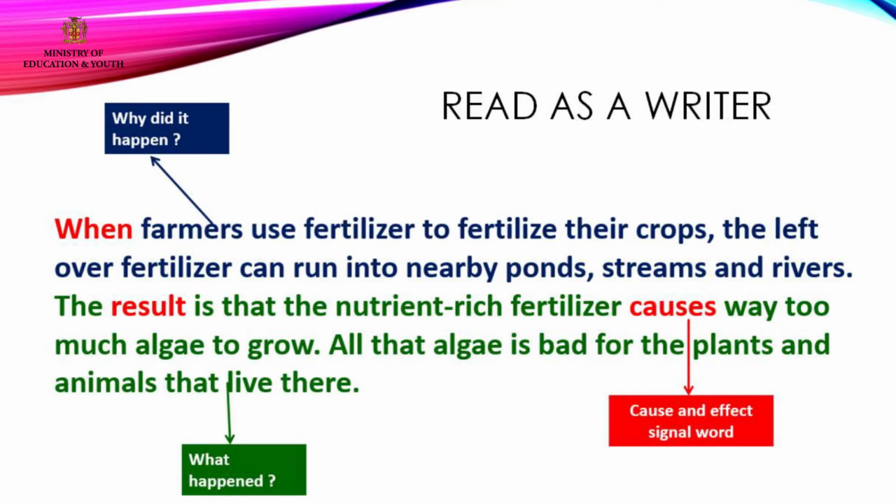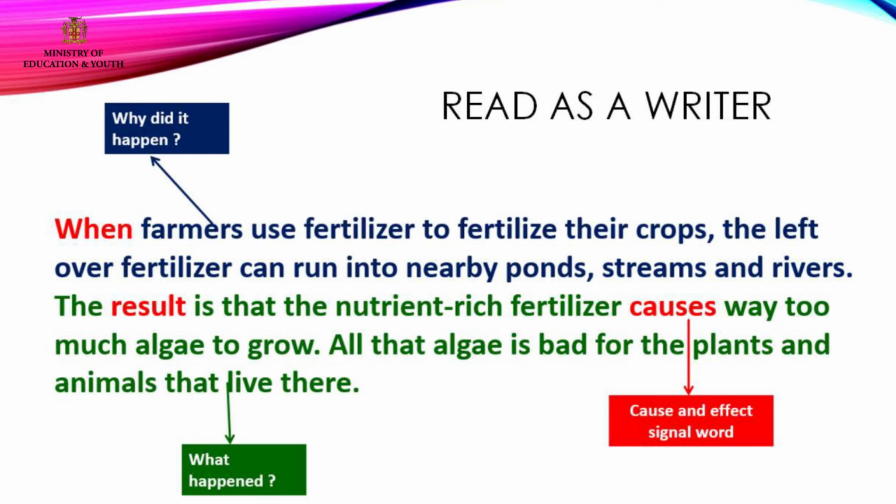Now we're going to be reading as a writer. Remember, when we read as a writer, we're examining the features of the paragraph, the features that the writer uses in their own writing, so that we can use them in our own writing. Are you ready to read as a writer, my writers? Let's go. When farmers use fertilizers to fertilize their crops, the leftover fertilizer can run into nearby ponds, streams, and rivers. Here we see this sentence answering this question. Why did it happen? In other words, it is giving us the cause.